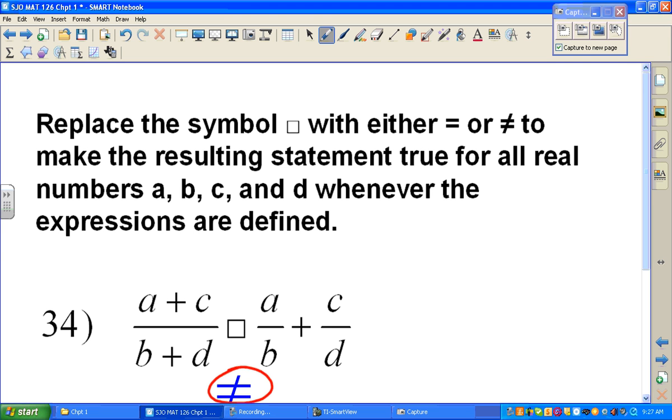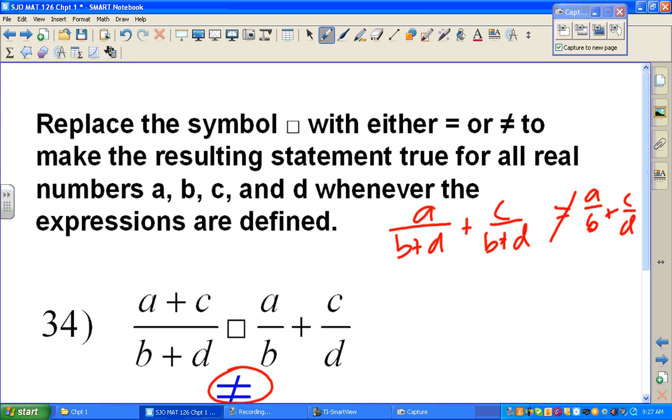Because the one on the left side, you don't have separate fractions. All right, let's say you were to separate this into two fractions. What would it be? A over B plus D plus C over B plus D. That doesn't equal A over B plus C over D. Okay? It's not too difficult at all. So those are not equal. Exactly what you thought. Good.